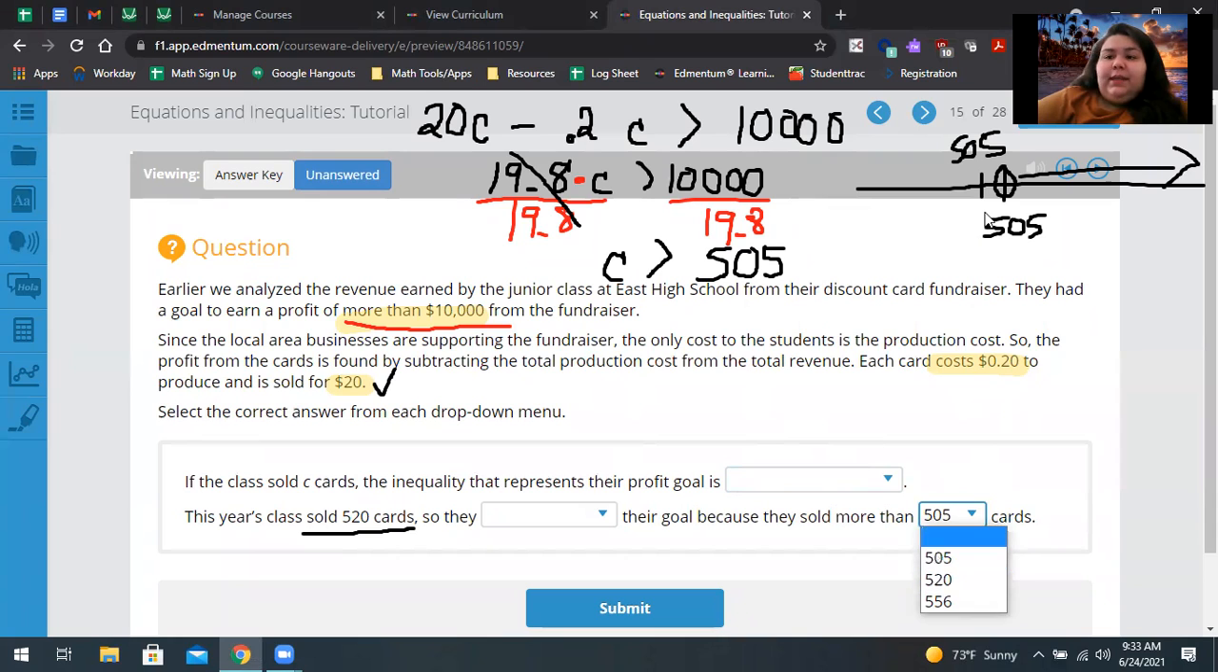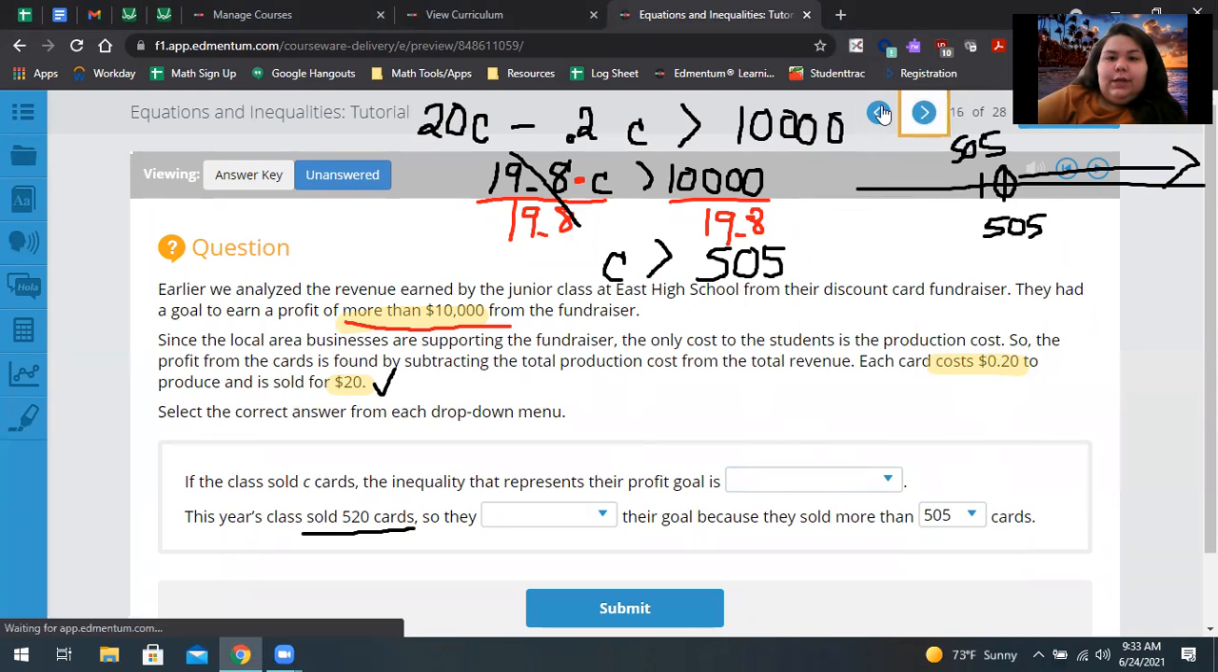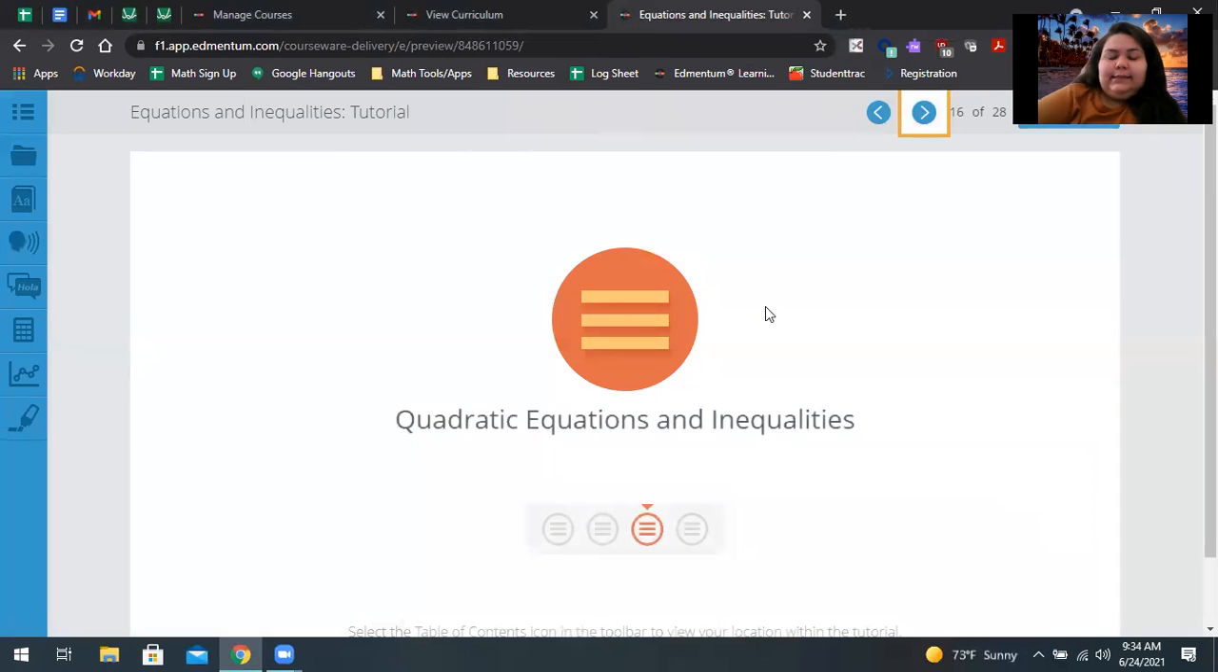Also, if you look at the values, 520 is a possibility, but at minimum you need to sell more than 505 cards. Here they're saying more than 520, more than 556. Those aren't values that we got when we answered. It's 505. So let's continue on to slide 16.